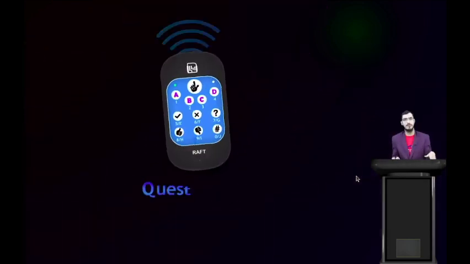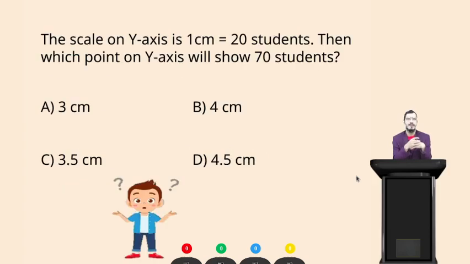Now students, it's question time. The scale on the y axis is 1 centimeter equal to 20 students. Then which point on the y axis will show 70 students? I am giving you 30 seconds. So which option is correct here? 3 centimeter, 4 centimeter, 3.5 centimeter, or 4.5 centimeter.